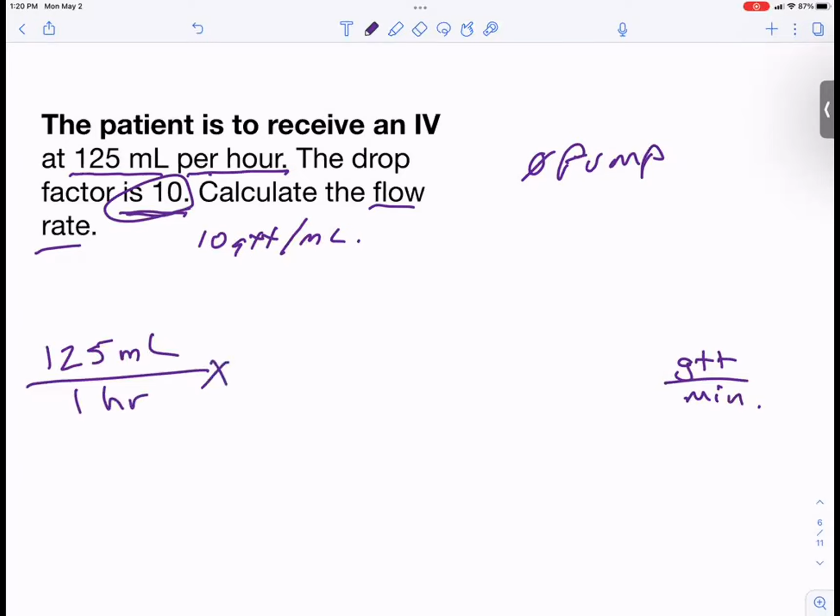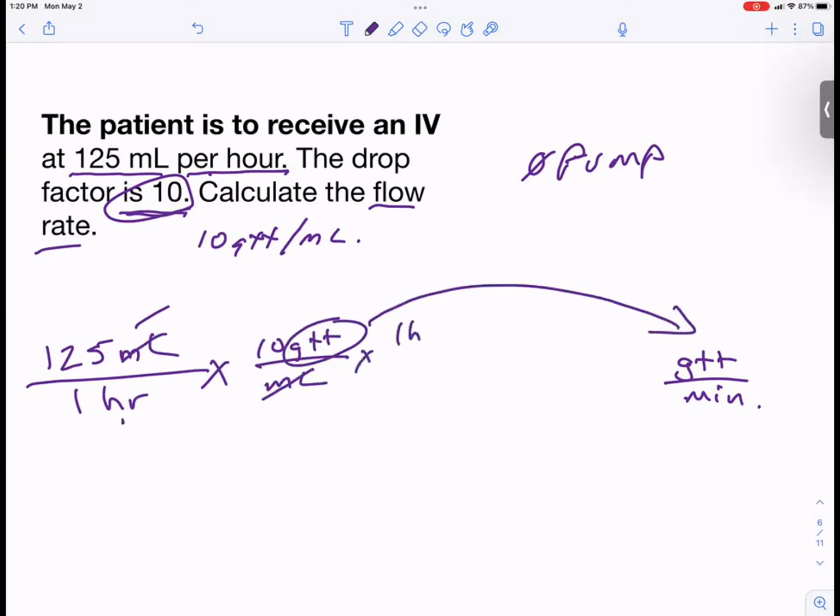How do I get rid of my milliliters? I use my drop factor, 10 drops per milliliter. I have drops now in my numerator. How do I get rid of hour? 1 hour is 60 minutes. That gets rid of my hour. Now it's just math. So 125 times 10 is 1250. And 60 times 1 is 60. When I divide that into 1250, it'll give me 20.83. And I can't split a drop, so 8 is greater than 5, so I'm going to round up. So my answer is 21 drops per minute.